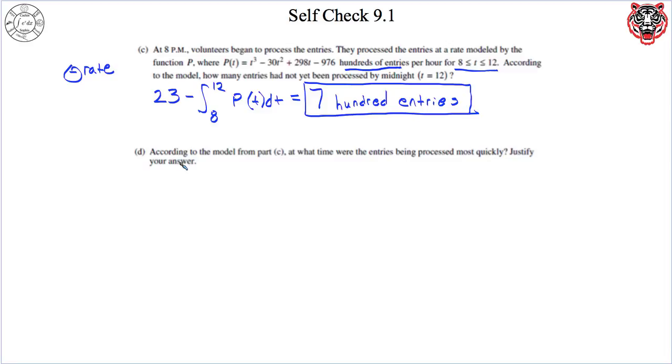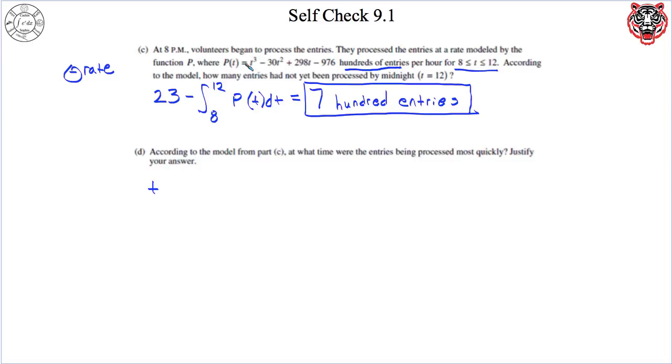That's unfortunate. According to the model from part C, at what time were the entries processed the most quickly? Justify your answer. Okay, so for this one, this gives us the rate. So we're just looking at where is this rate the highest, and I guess it's a negative rate, but we're just going to look for the highest, so we need to check endpoints and check critical values. So let's check our t. And we're not doing start plus change equals n. We're just plugging in values to see where is this thing the highest.